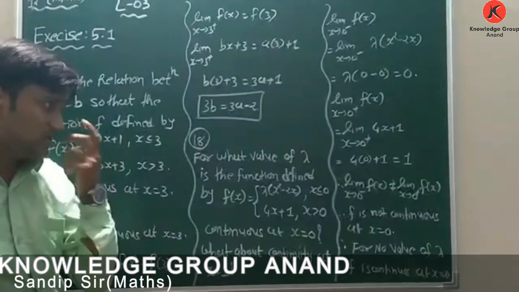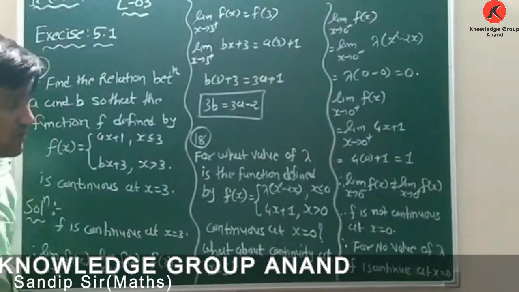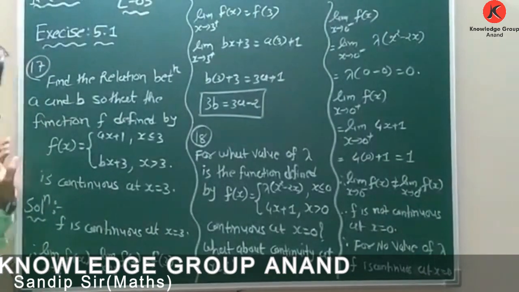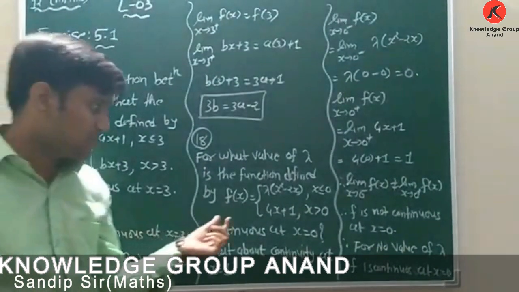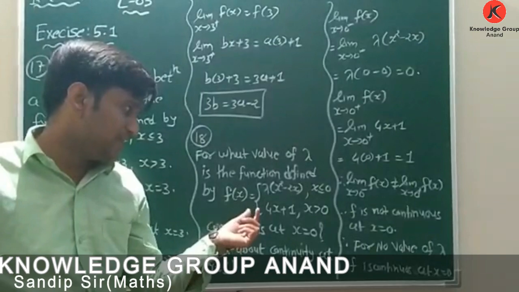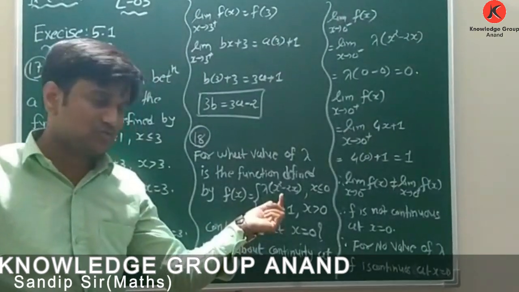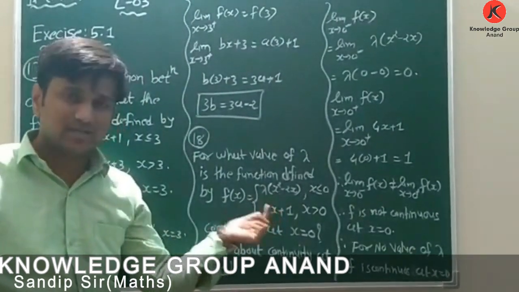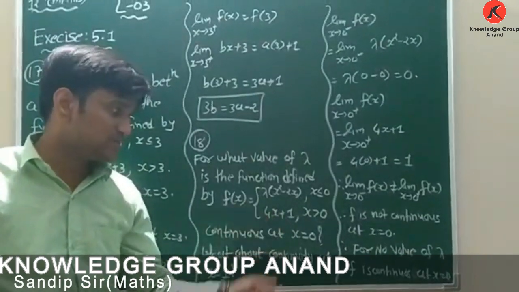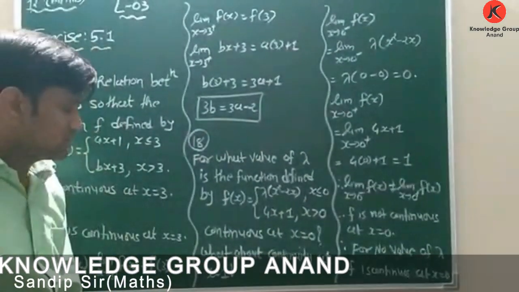Okay, next is example number 18. Okay, for what value of lambda is the function defined by f of x is equal to two portions: lambda into x square minus 2x where x is less than or equal to 0, and 4x plus 1 where x greater than 0.